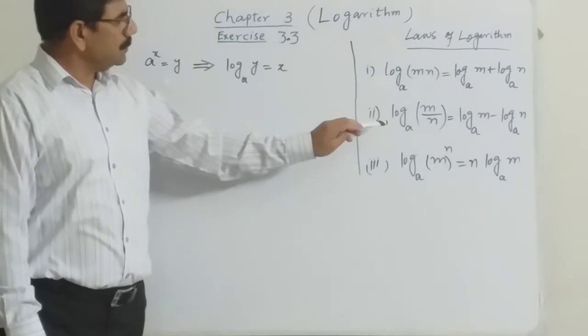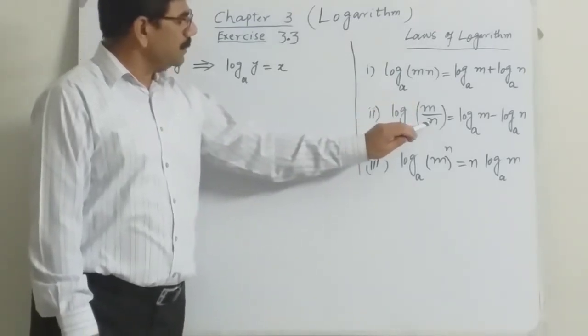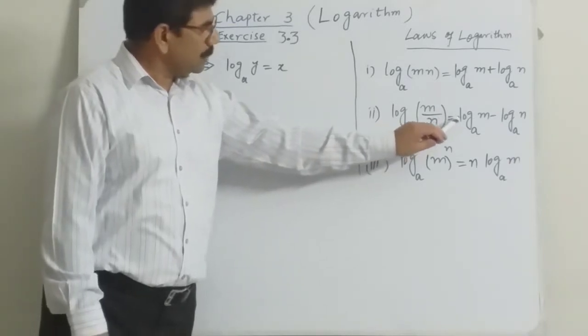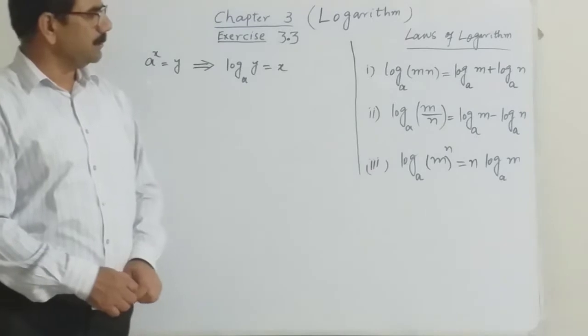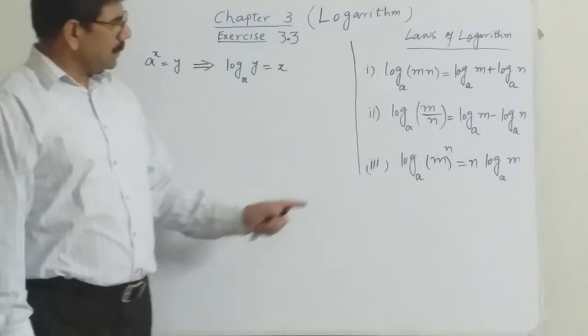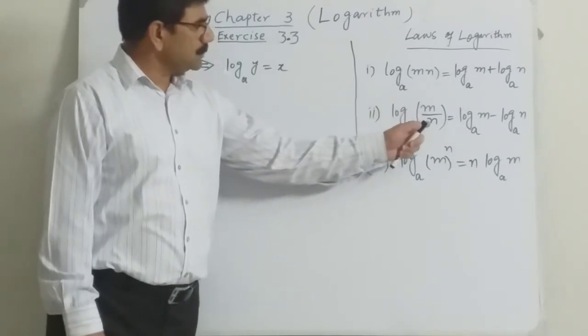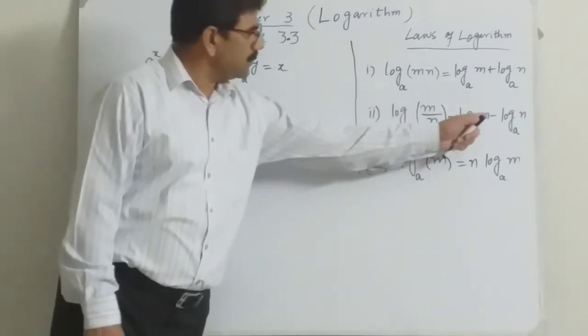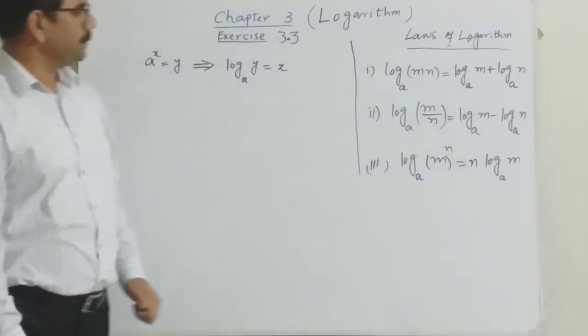Second law is, if we have log of m over n, that will be equal to log of m to the base a minus log of n to the base a. Means logarithm of the quotient of two numbers will be equal to the difference of the logarithms of the two numbers.